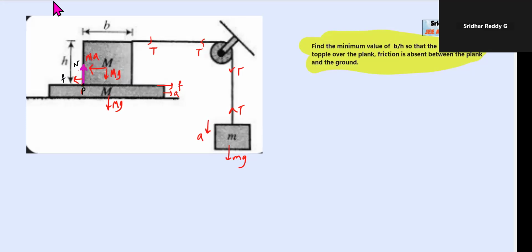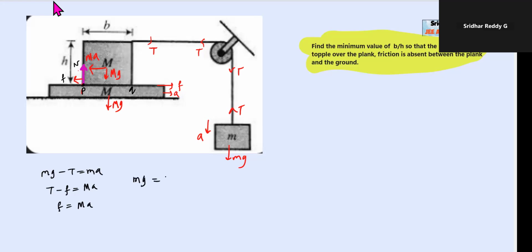About point P, it can topple. First, we'll calculate the overall acceleration of the system. So what is the acceleration of the system? Mg minus T equal to Ma. T minus f equal to Ma. F equal to Ma.